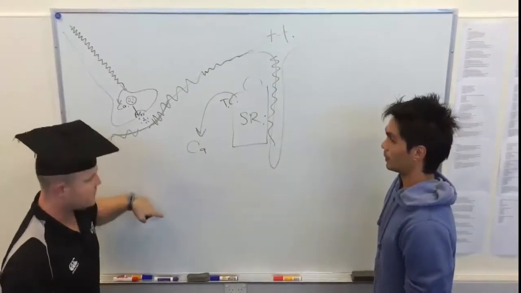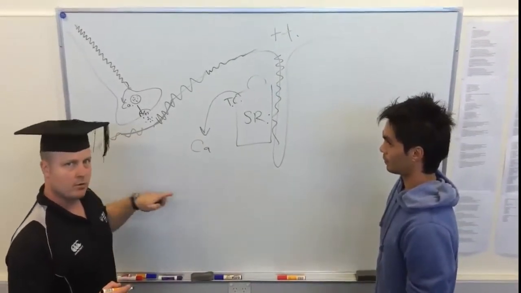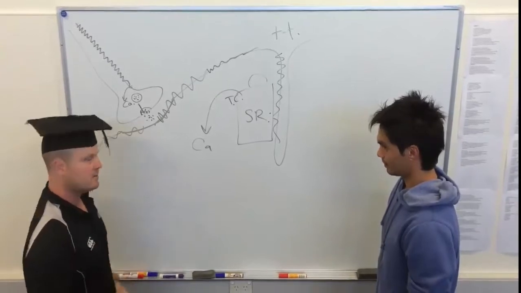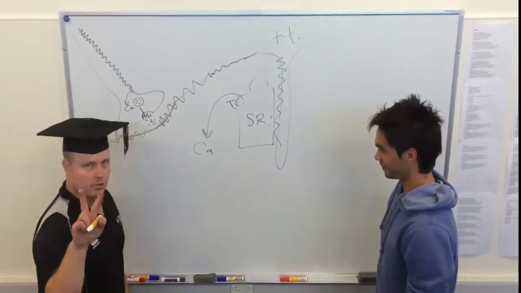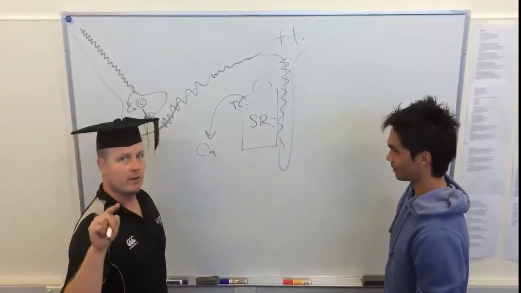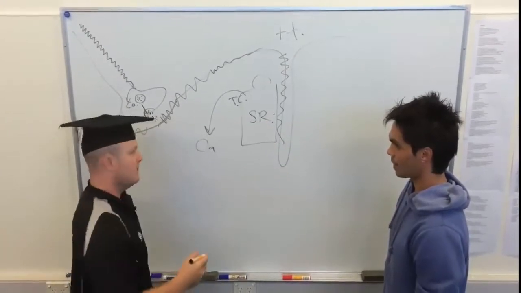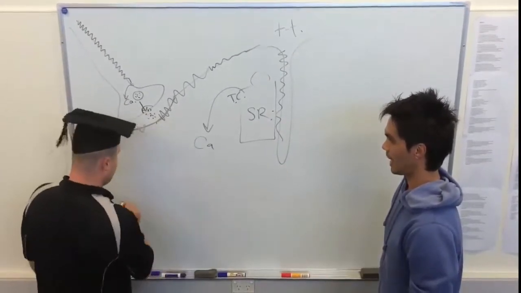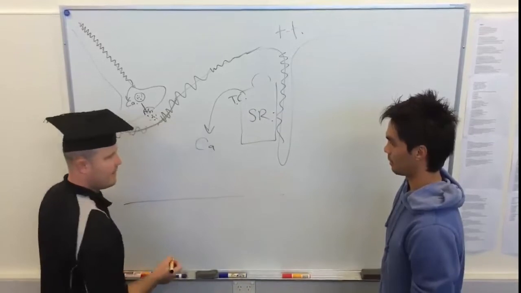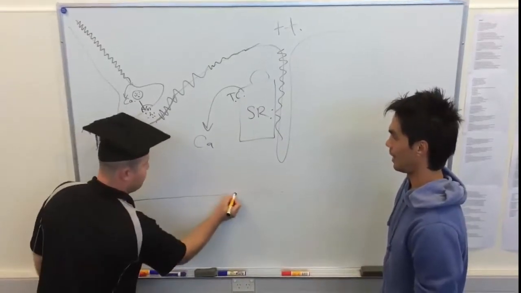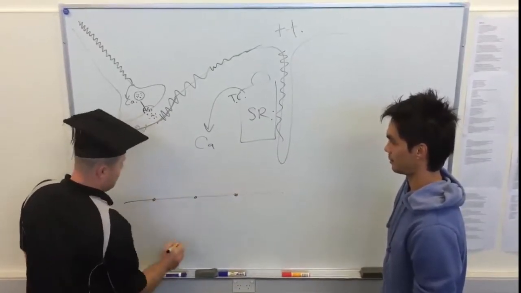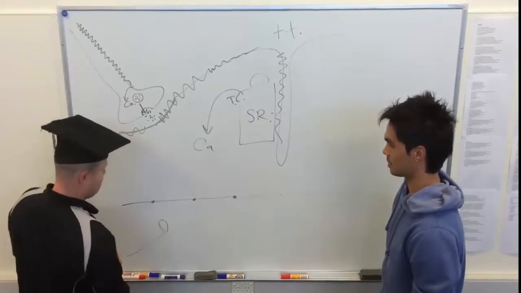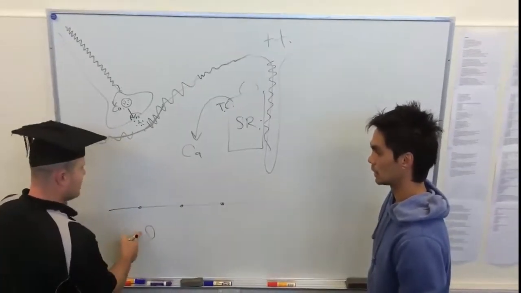Now, if we go down into the myofibril, the bit that contracts in the muscle, the myofibril is made of two proteins, myofilaments, and they are actin, which is a thin filament with binding sites, and myosin, which has the heads to attach. So here's our myosin, here's our actin.